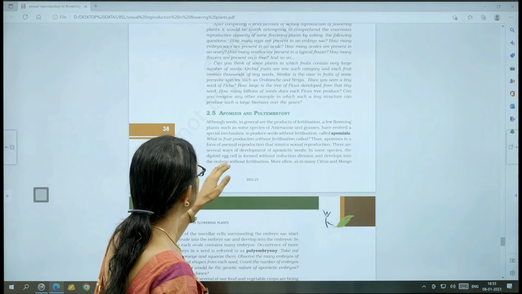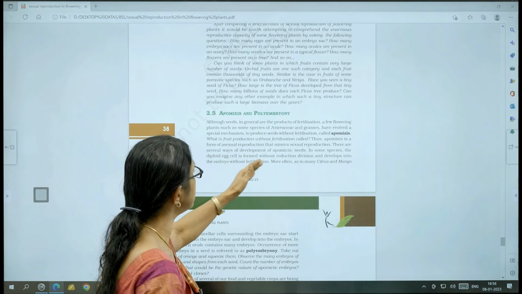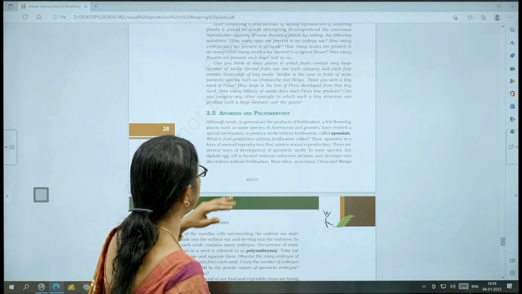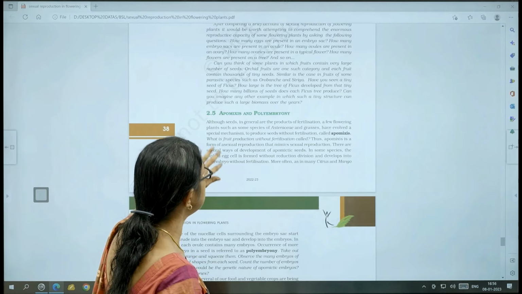And there are several ways for the development of apomictic seeds.